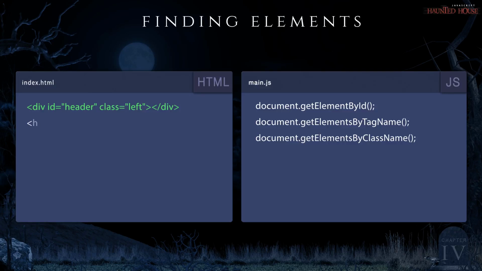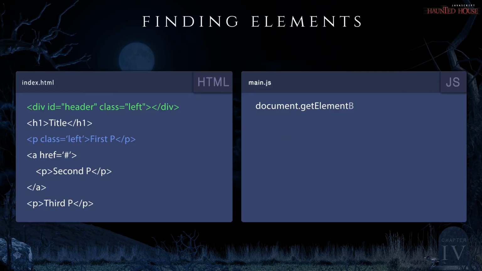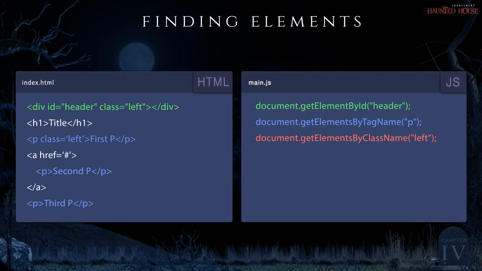Here we have a simple HTML we're going to use as an example to see how the selectors work. With GetElementById, we can select a single element that has the matching ID, in this case the first div. Using GetElementsByTagName, we can select all the elements that are equal to some tag. In this case, all the paragraphs on the page. To get elements by class name, we provide a class name and the method returns all the elements with that class. In this case, the class left.